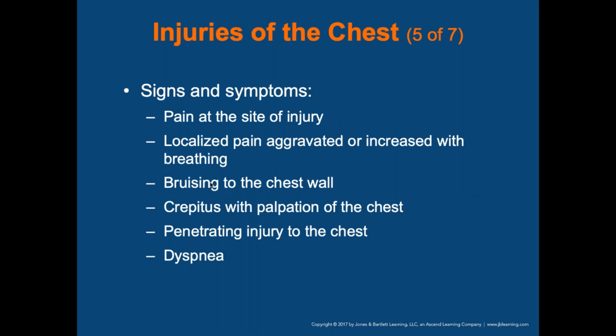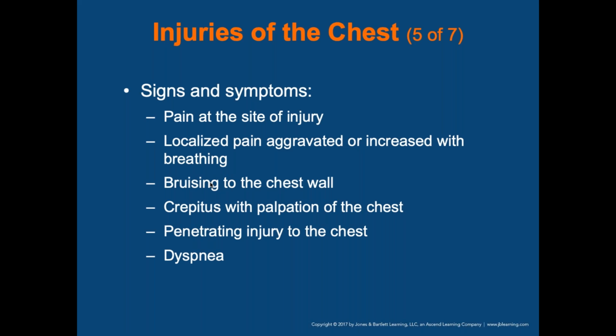So signs and symptoms of chest injuries would be pain at the site of injury, localized pain aggravated or increased with breathing, bruising to the chest wall, crepitus on palpation of the chest, penetrating injury to the chest, and dyspnea, so shortness of breath. So remember, when you're doing our assessment, we have to palpate each rib as we go down through and get a good chest rise and fall, make sure we're getting good expansion and then relaxation. If they're unequal, then that could be potential for a pneumothorax or a collapsed lung.